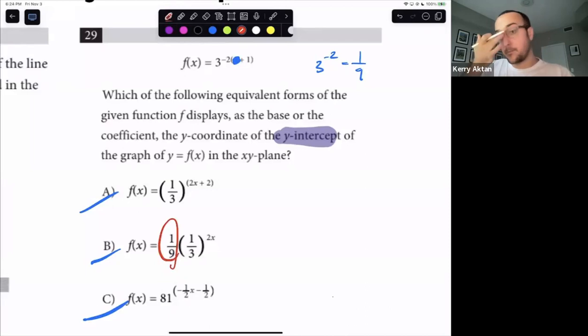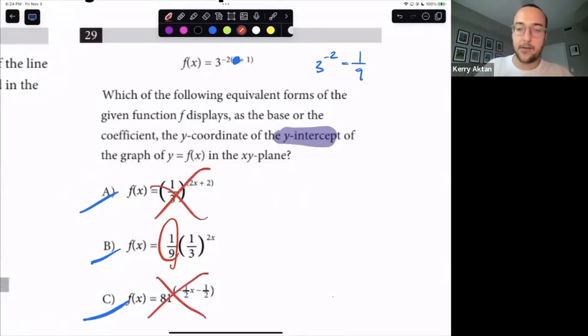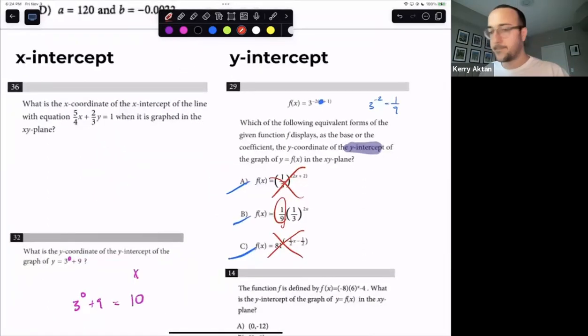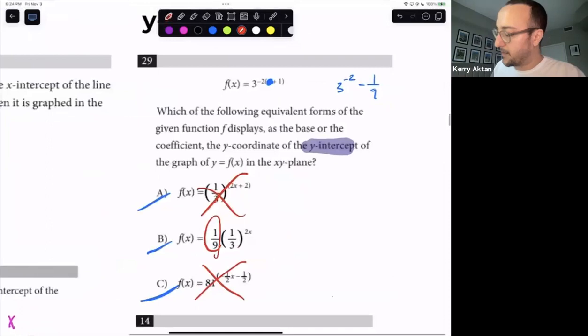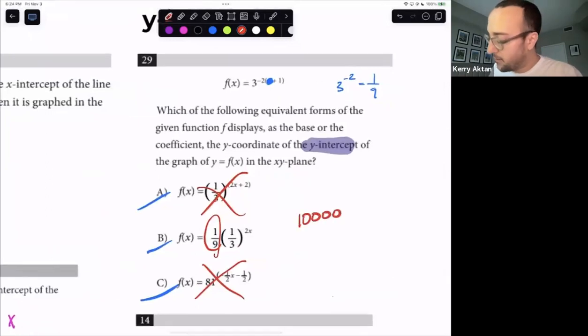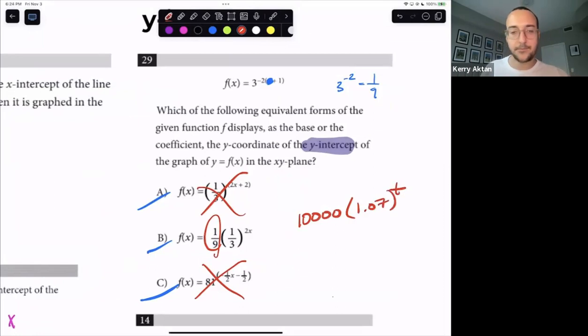Just B. I don't see 1/9 on display in any other answer choice. Logan, give me a thumbs up or something if that makes sense. Why would it be in the front? Because that's exponential form. Remember, exponential form is like $10,000 in the bank for 1.07 to the t. The initial is always there.